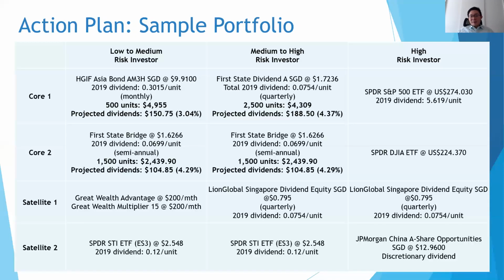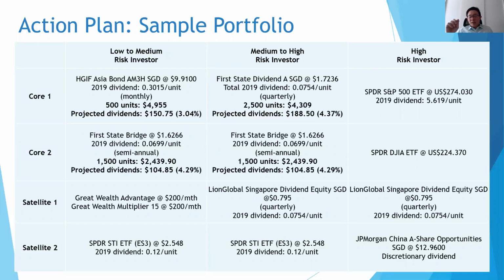I think this is my last slide, an action plan, because in the previous round, people said, I'm not sure what I can get into. For investments, we always categorize by your risk appetite, from low to medium, to medium to high, and of course, a very high risk investor. Let us look at the middle column here.